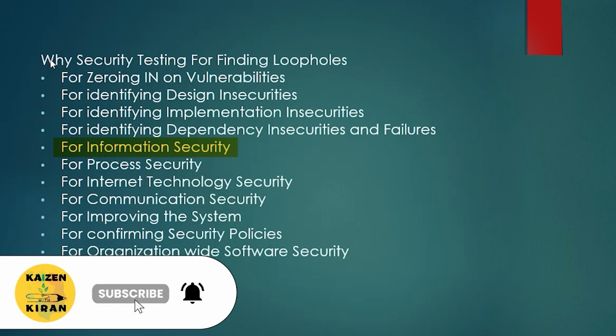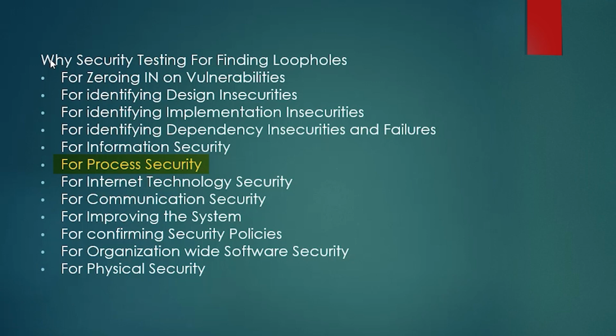For information security, for sure, data security is very, very important. For process security, the entire process through which we follow our working process, we have to do the testing at each level, process level also. For internet technology security, everything is on the internet nowadays, so we have to know what we are accessing, from where we are accessing, what web services we are using, and how secure they are. For communication security, for improving the system, for confirming security policies, it's very important to follow all the policies. For organization-wide software security, for physical security.